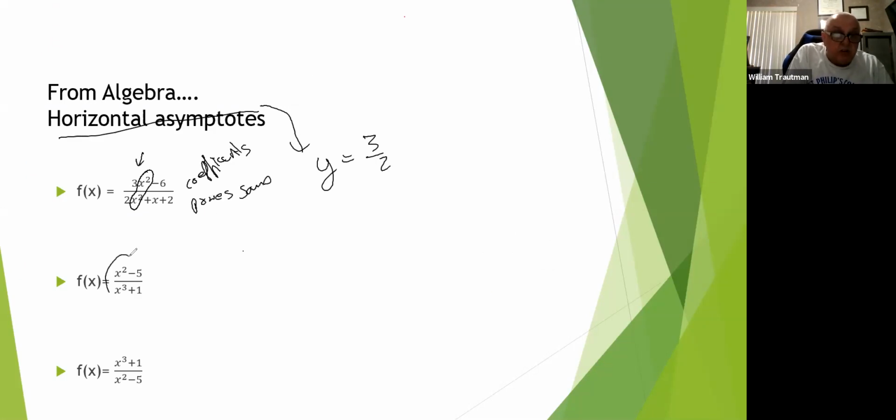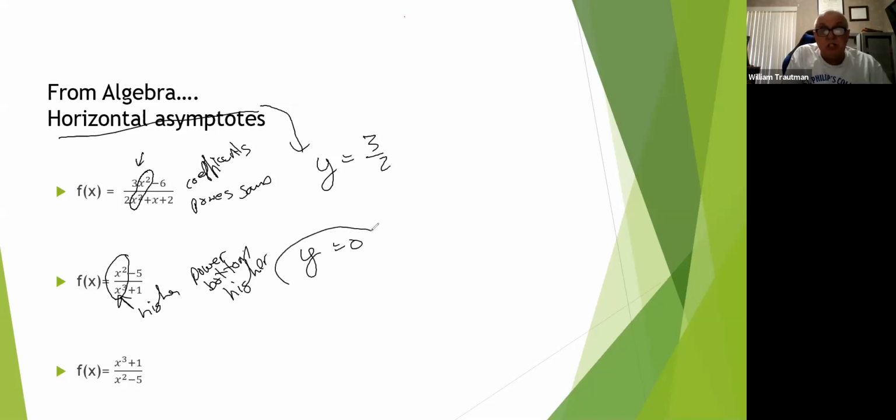If the highest power on the bottom is higher, then the horizontal asymptote is always 0. Power on the bottom higher, then the horizontal asymptote is always y equals 0.